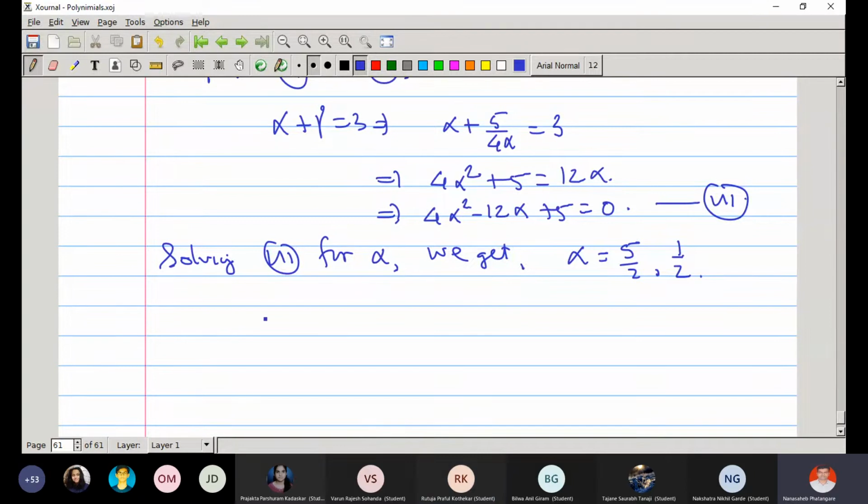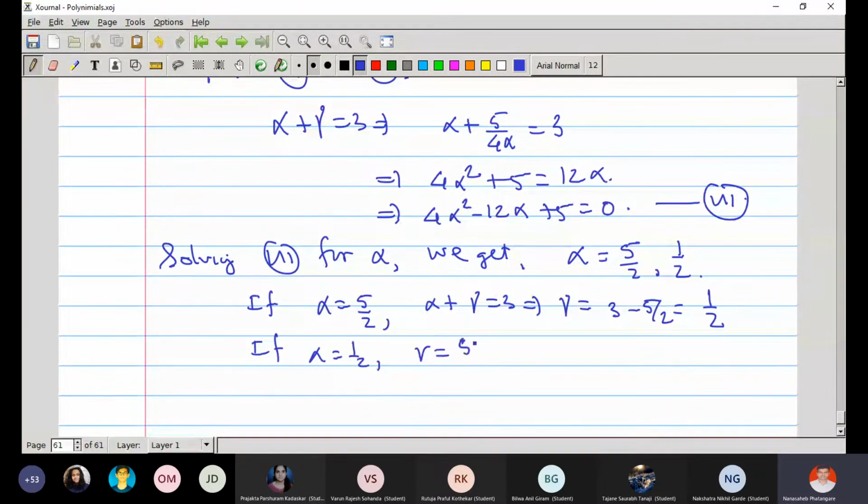Now let us check. If alpha is equal to 5 by 2, then what is gamma? Beta is already known, right? And alpha plus gamma is equal to 3. That means gamma is equal to 3 minus 5 by 2. What is it? 1 by 2. Correct? If alpha is equal to 1 by 2, then we get gamma equal to 5 by 2. One and the same thing. And therefore, unlike yesterday's problem, both of the values of alpha are acceptable in this case.